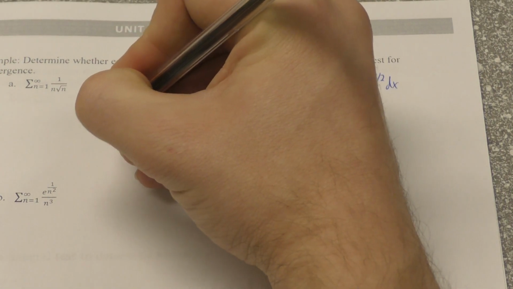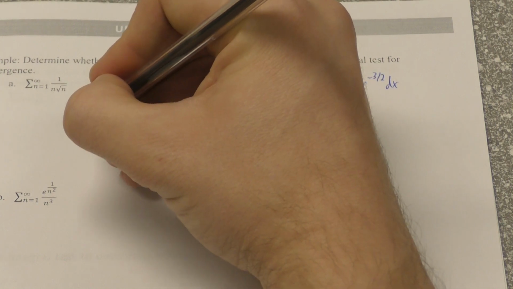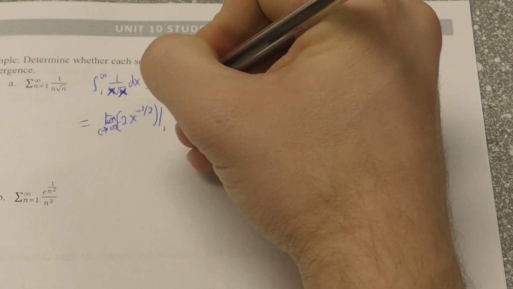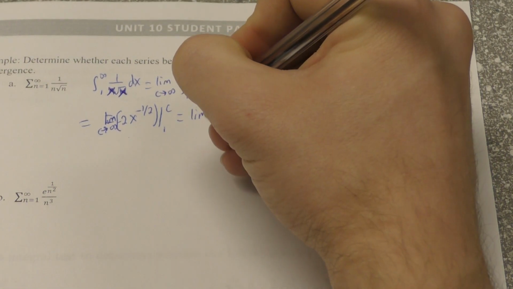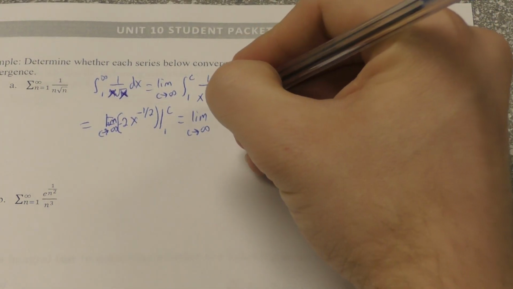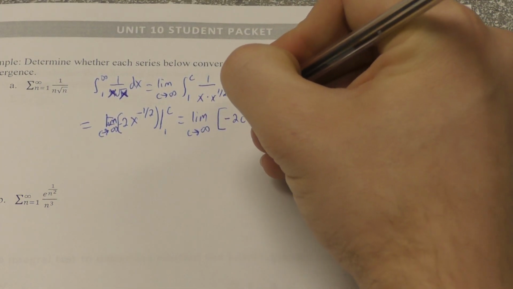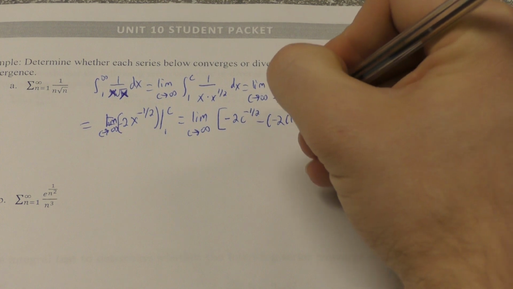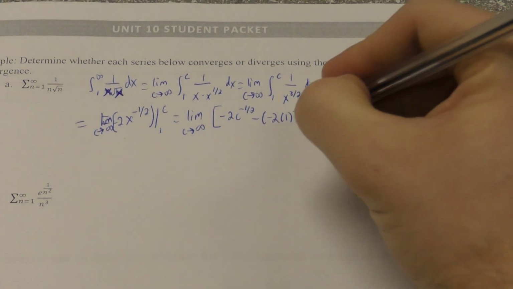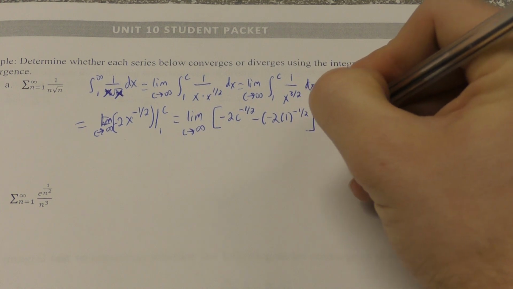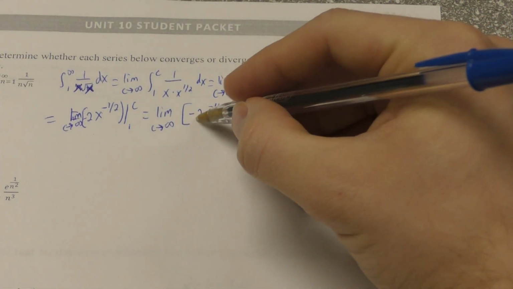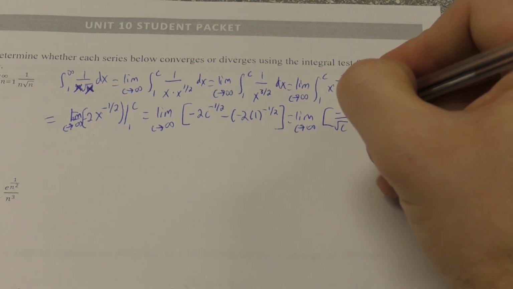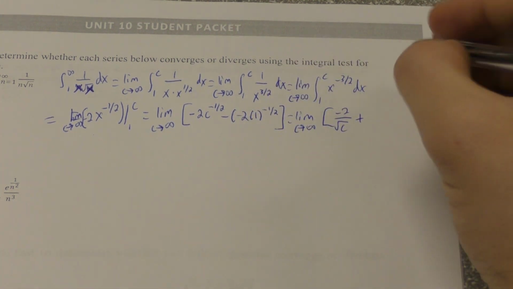I need to keep my limit. I'm going to rewrite this as the limit as c approaches infinity of negative 2x to the negative half, evaluated from 1 to c. So this is the limit as c approaches infinity of negative 2c to the negative half minus negative 2 times 1 to the negative half. Cleaning up, I get the limit as c approaches infinity of negative 2 over the square root of c plus 2, right?